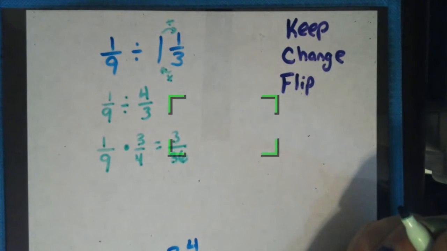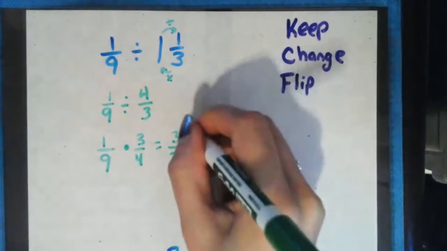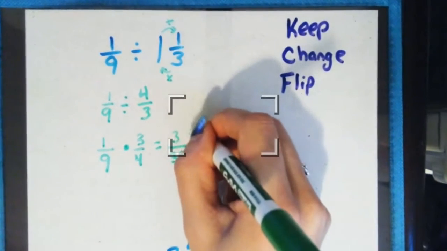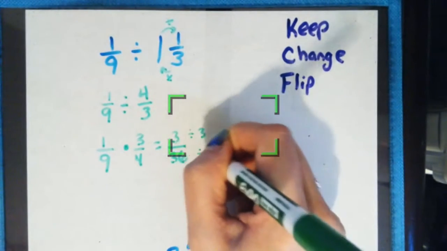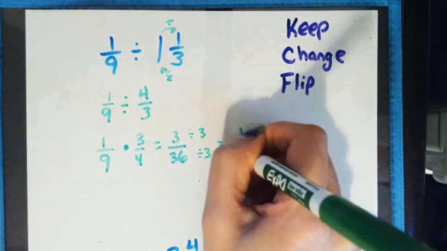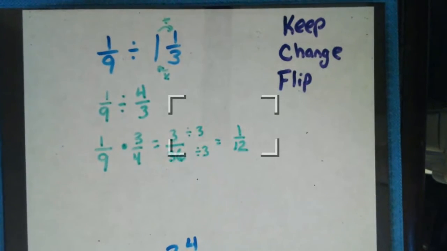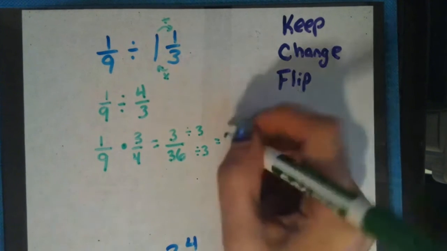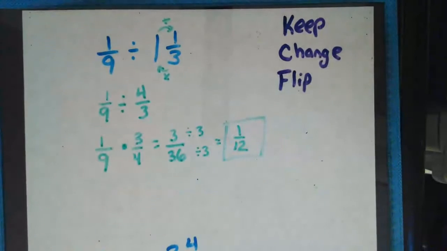They don't both divide by 2, but they do both divide by 3. So let's reduce this. If I divide by 3 in my numerator and denominator, I get 1/12. I can't simplify that anymore. It's not an improper fraction because the numerator is smaller than the denominator, so I don't have to change it to a mixed number. I'm done.